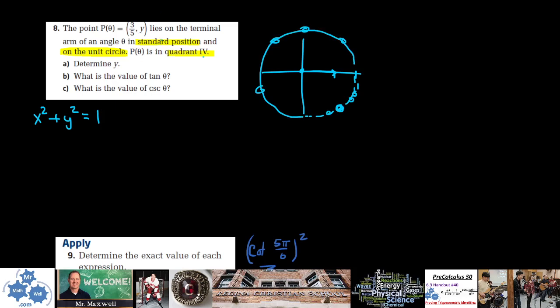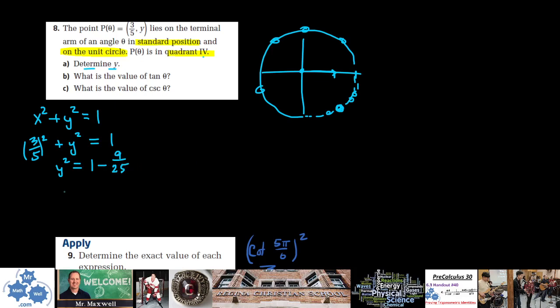So what this means is that if we have 3/5 for x, I can just plug that into my equation. And part A says I need to determine y. That's the first thing I'm doing. So I'm going to let y just stay as y, and that's what I'm going to solve. So I've got 3/5 squared, and I'm going to bring the 3/5 squared over to the other side. I've got y squared equals 1 minus, now 3 squared is 9, and 5 squared is 25.